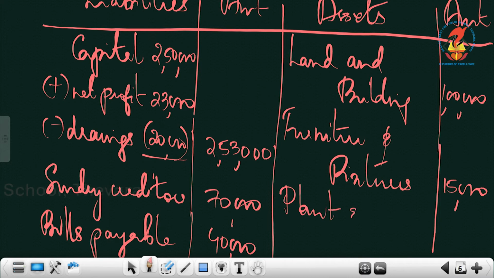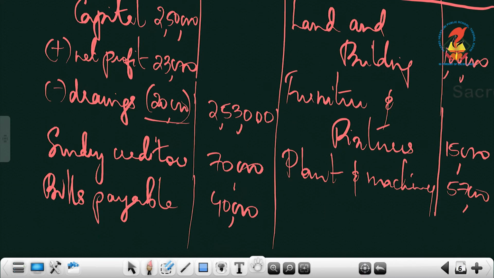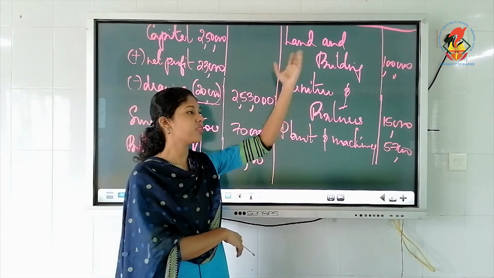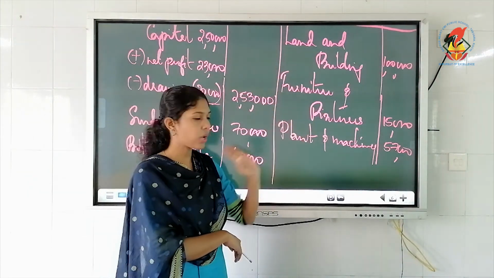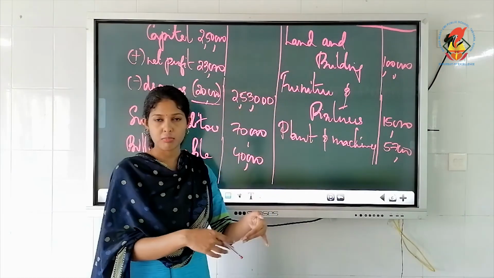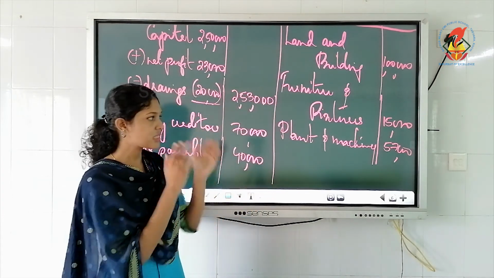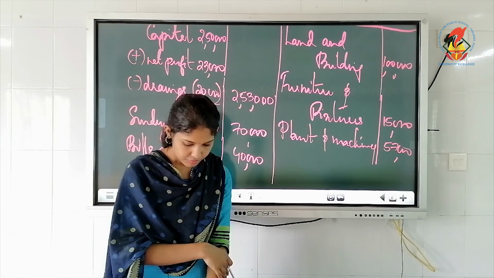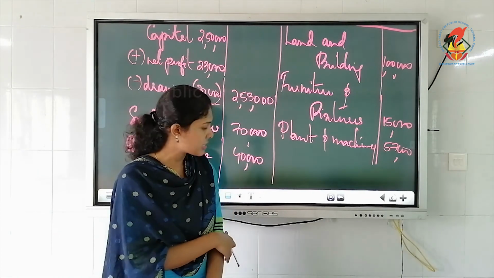So these are the fixed assets given in the question. No need of any heading like fixed assets, but you have to write fixed assets first. There is no problem if you interchange the order among fixed assets. If you want, you write furniture and fixtures first, then plant and machinery, then land and building. No problem. But fixed assets must be written first. Plant and machinery 57,000. Okay, we wrote that.